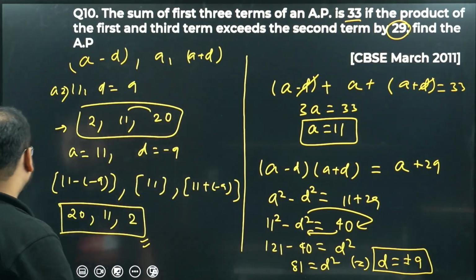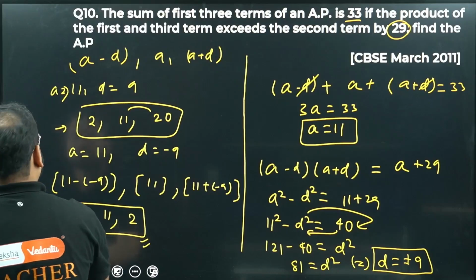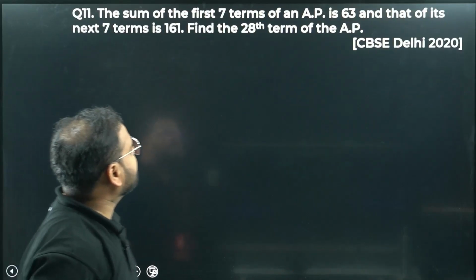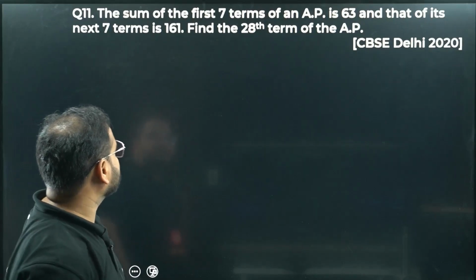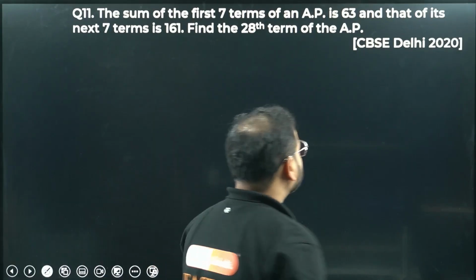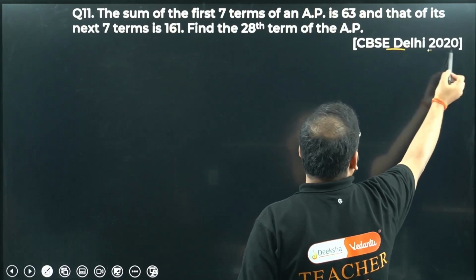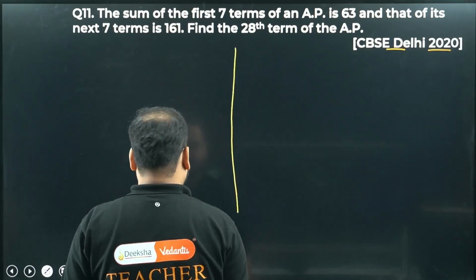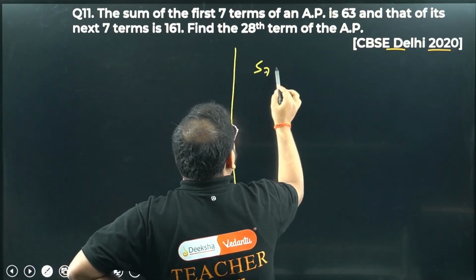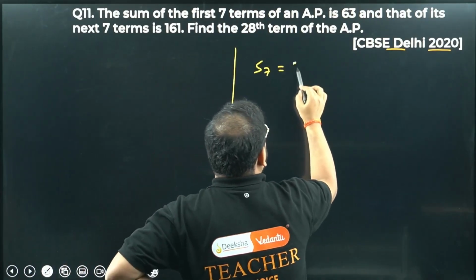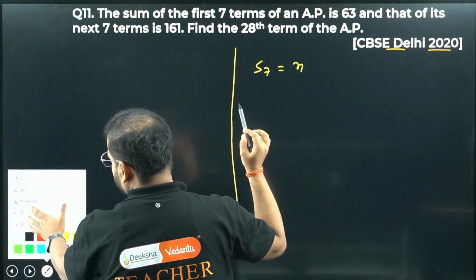Let's move on to question number 11. The sum of the first 7 terms of an AP is 63 and that of its next 7 terms is 161, as in the CBSE Delhi paper 2020. Please check. Sum of first 7 terms, so S7 is equal to what? N by 2, so I can write here simply 7 by 2. Have a look.